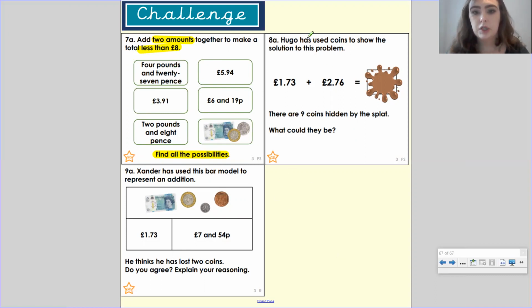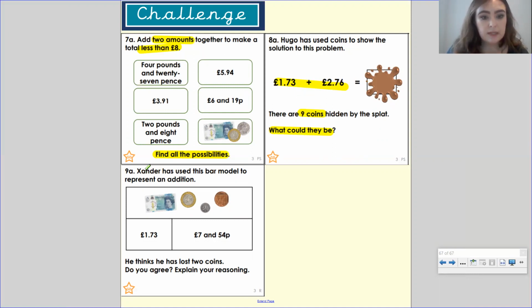Okay, the next question. Hugo's used coins to show the solution to this problem. £1.73, add £2.76. There are 9 coins hidden by this splat. What could they be? So you're going to draw the coins, and you've got 9 coins to draw. And they've got to total what is here.